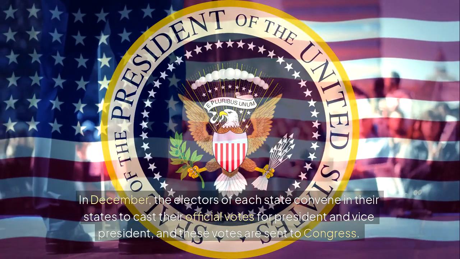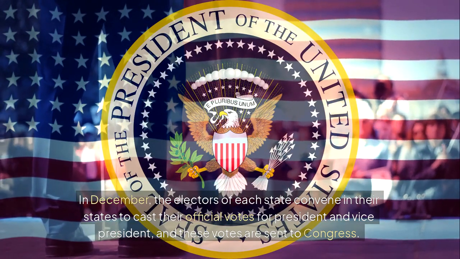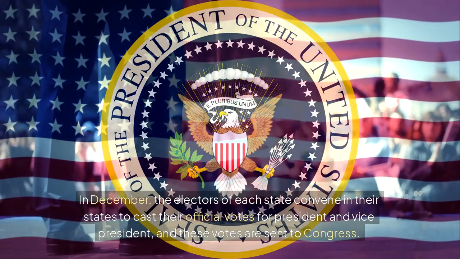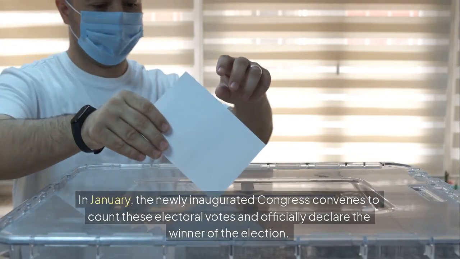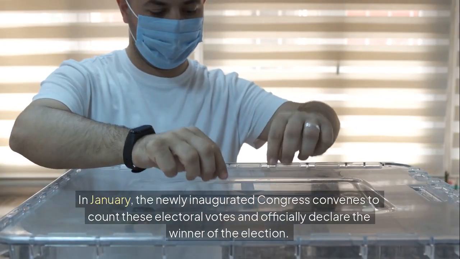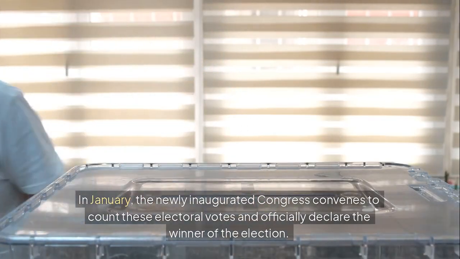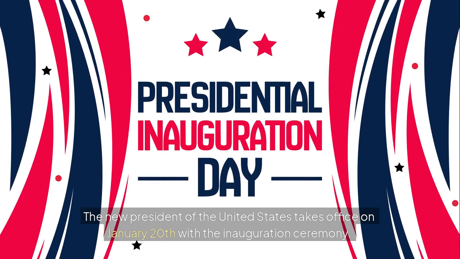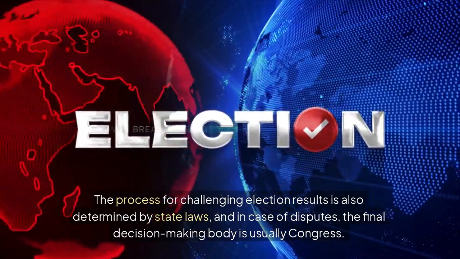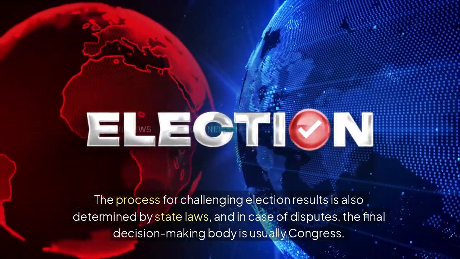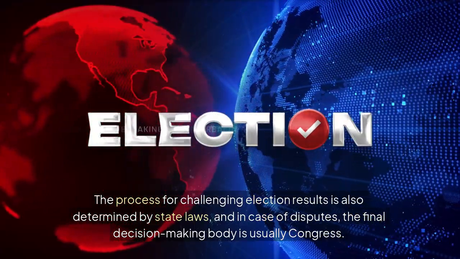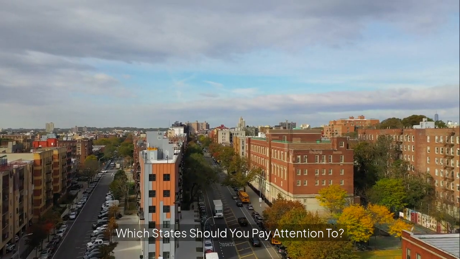In December, the electors of each state convene in their states to cast their official votes for president and vice president, and these votes are sent to Congress. In January, the newly inaugurated Congress convenes to count these electoral votes and officially declare the winner of the election. The new President of the United States takes office on January 20th with the inauguration ceremony. The process for challenging election results is also determined by state laws, and in case of disputes, the final decision-making body is usually Congress.